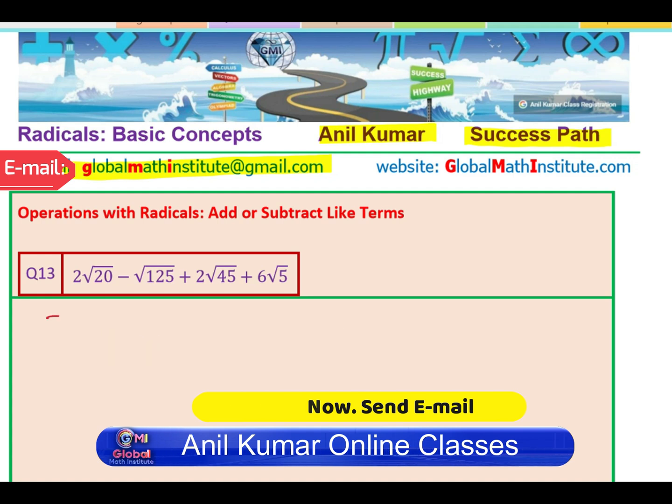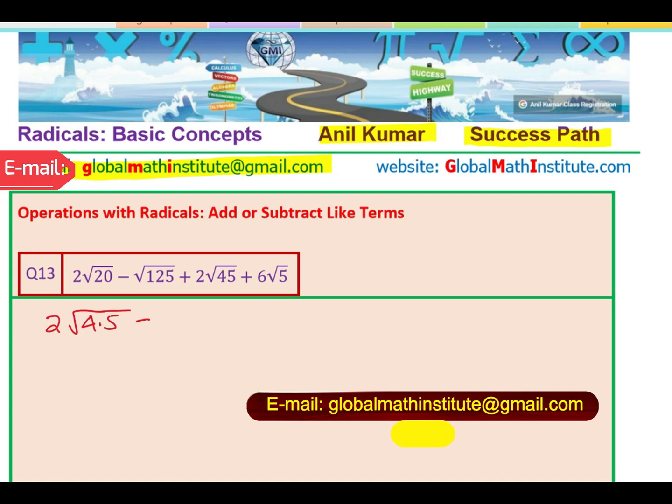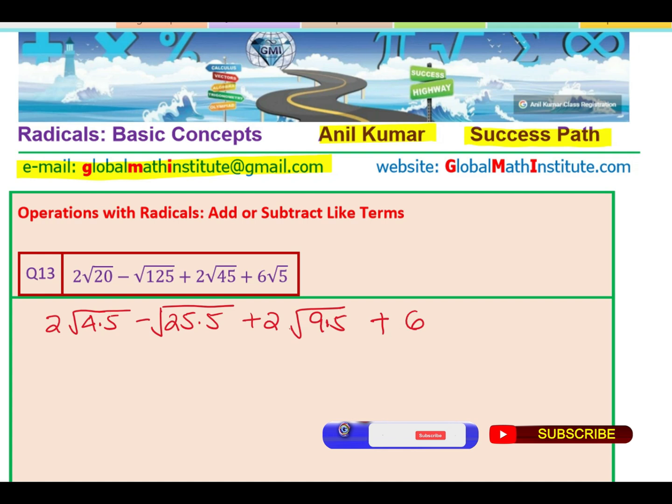So now we have 2 square root 20. Let me write 20 as 4 times 5 minus. So now we have square root 125, which can be written as 25 times 5. Perfect. Plus 2 square root 45, 9 times 5, right? Plus 6 square root 5 already given to you. So there is kind of a hint in this, right? You know how to factor and then get the answer.